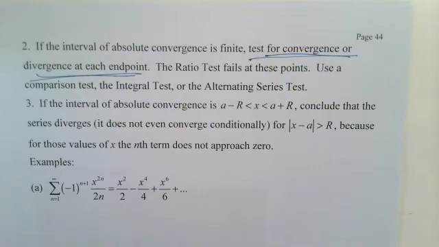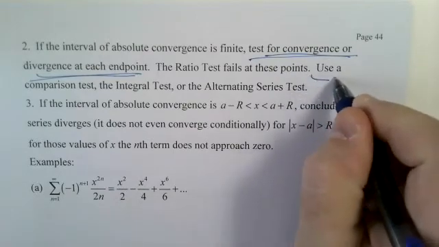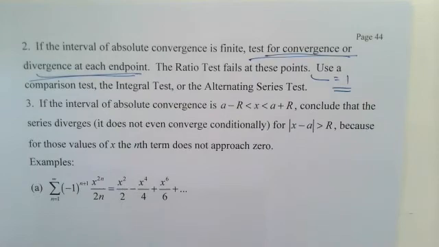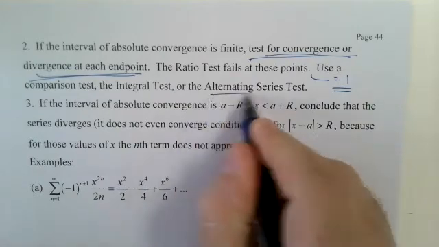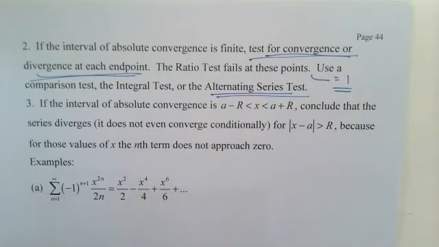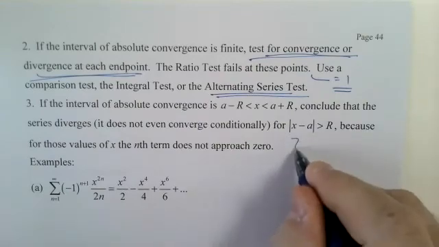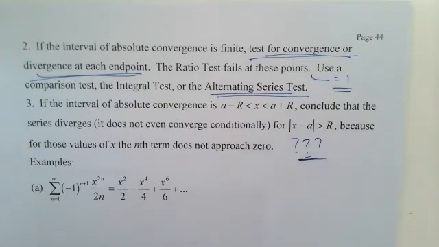The ratio test doesn't work at these points. What does that mean? It means it equals 1. So you're kind of like, huh. So you use a comparison test? No, you're going to use the alternating series test. Period. End of story. If the interval of absolute convergence is in there, I don't know what this is talking about. This is just weird. We're going to ignore that.